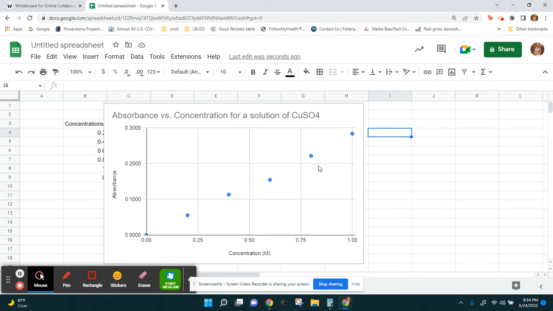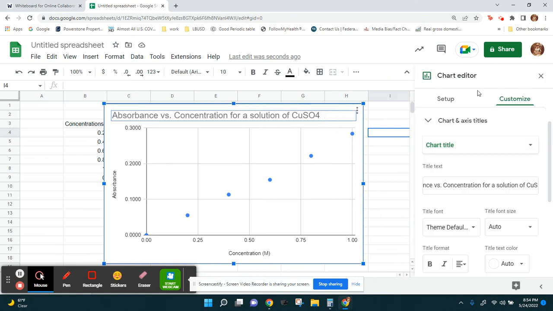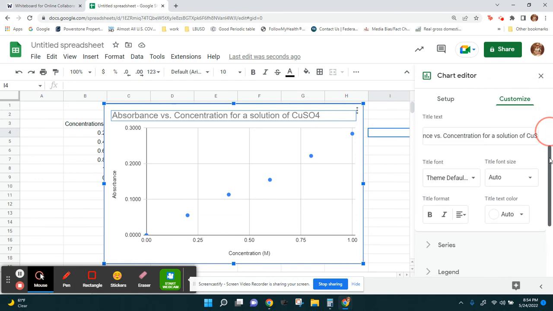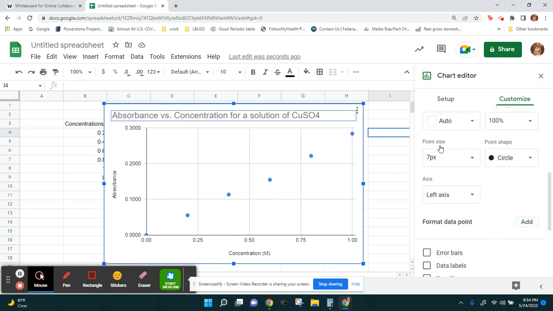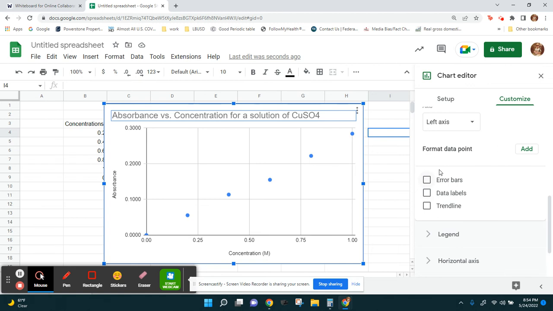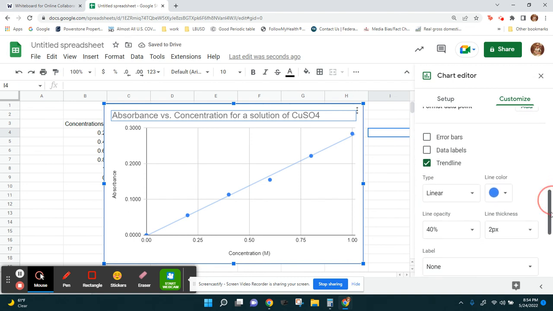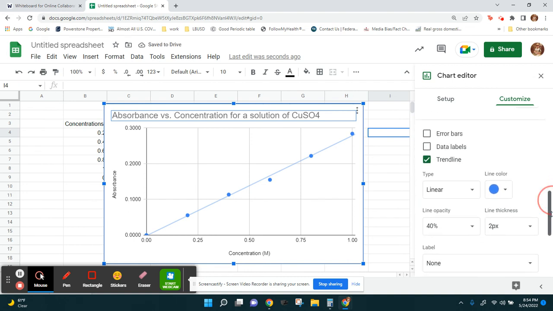Next thing we need to do is the slope, right? So we're going to go ahead and put a trend line in there. Let me double click on here. We're still on the customize menu, right? We open the chart editor. I should have closed it to begin with. We go down to where it says series. At the bottom of the series, the last box is trend line. You click on that, it opens up a whole bunch of stuff, and now we've got a line that best fits through our points.